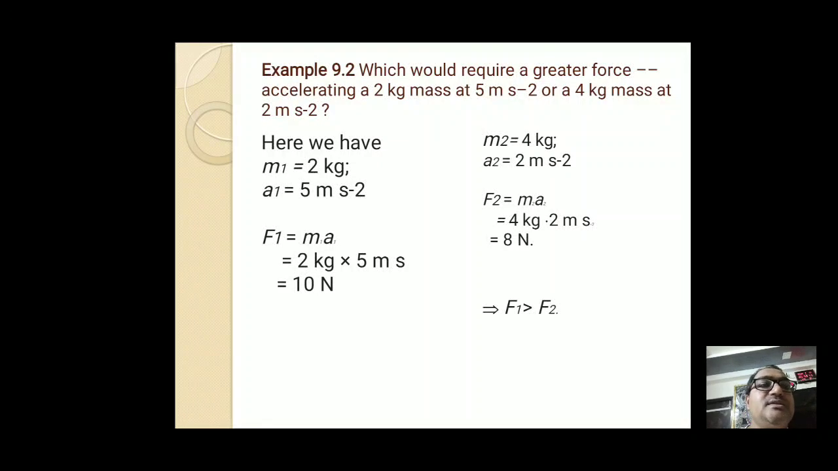So here students, you understand that two cases are given. In the first case, mass and acceleration are given, and in the second case also mass and acceleration are given, but in both cases the values are different. So we have to find the force in the first case and the force in the second case, and then compare which force is greater. So let's find the solution of this one.